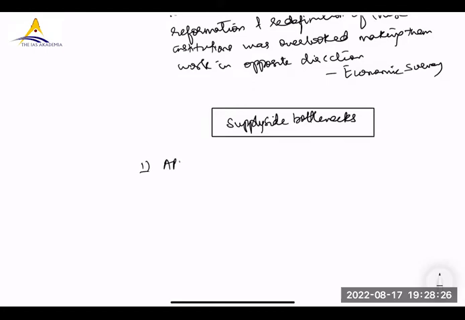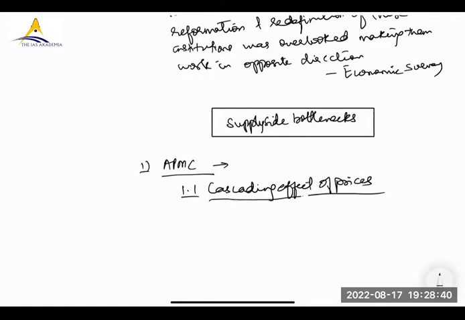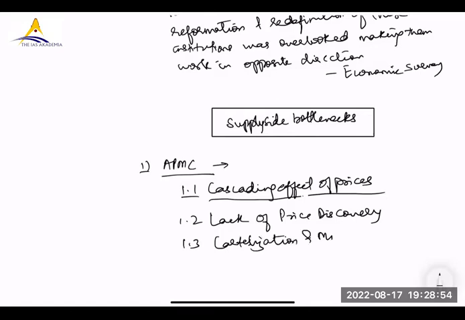First is APMC. What is the challenge due to APMC? There is cascading effect of prices. There is lack of price discovery. There is cartelization and monopoly. No value addition, in the form of cold storage, etc.